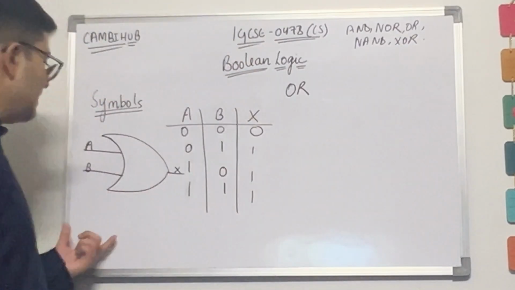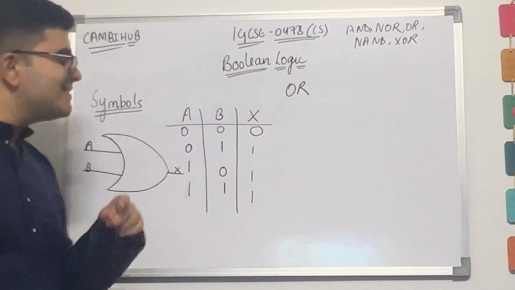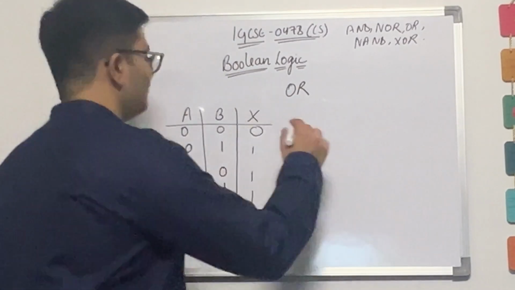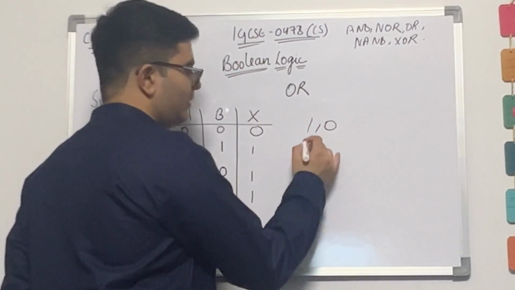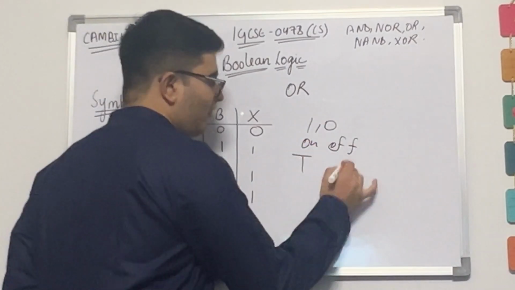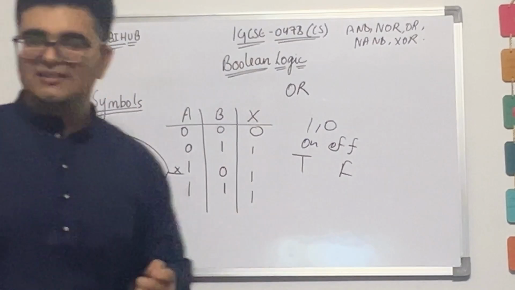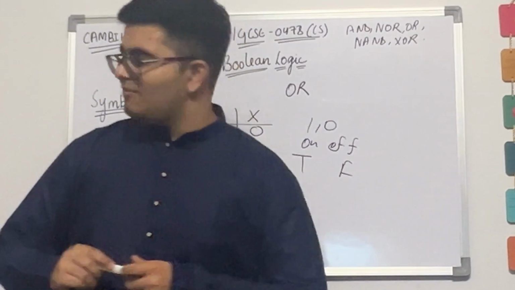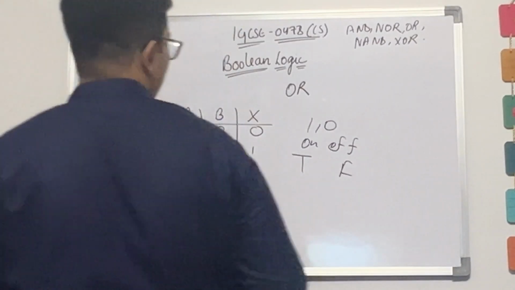This is the symbol. This is the truth table. Why do we say truth table? Because we are working with 1 and 0. We are working with on and off. Or in other words, you can say it as true or false. So we are checking the truth. That's why it's called the truth table.